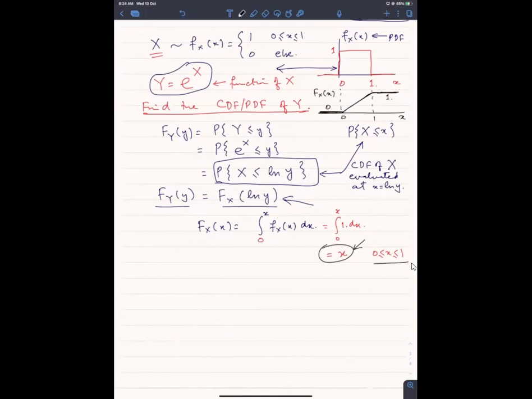This kind of probability density function and CDF, this random variable, is called a uniform random variable. It's called a uniform random variable.